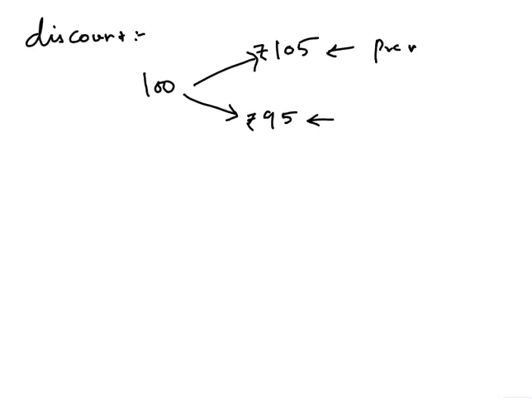So what is this discount? Suppose a security's face value is rupees 100. Instead of 100 rupees, if it is sold at rupees 95, then it is sold at a discount. If it is sold at rupees 105, then it is sold at a premium. This is the discount and premium selling of securities.